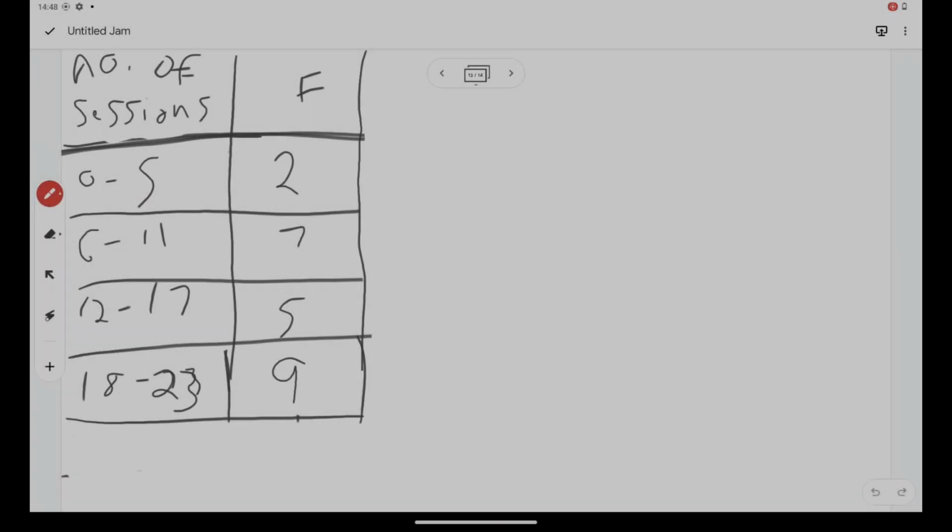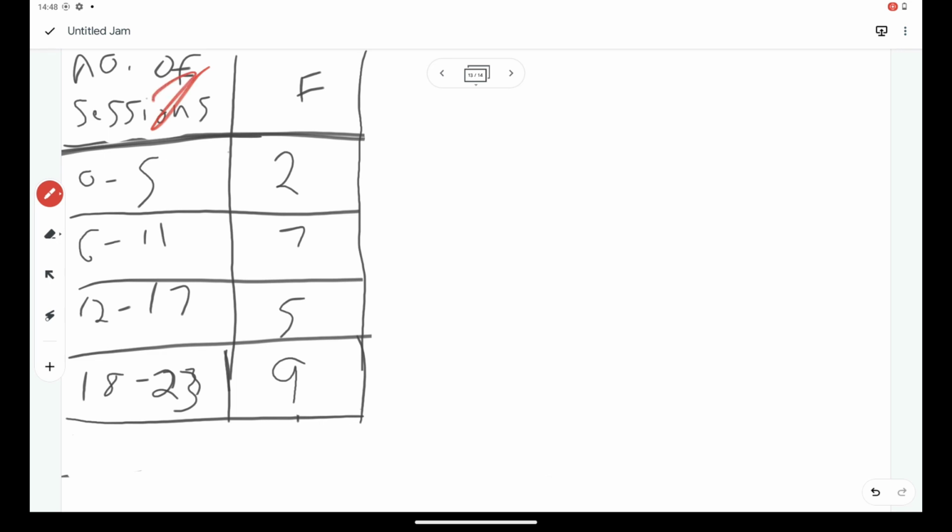So I've given you a little table here, number of sessions attended in the top corner here, and F refers to frequency. So 0 to 5, 6 to 11, 12 to 17 and 18 to 23. They're the number of sessions that people have attended. The frequency is how many people have actually met this category. So in other words, with these two boxes here, that means that 2 people have attended between 0 and 5 sessions, 7 people have attended between 6 and 11 sessions, and so on and so forth.